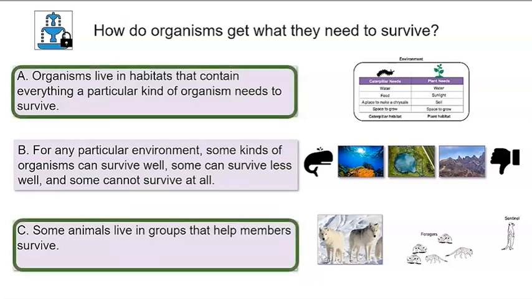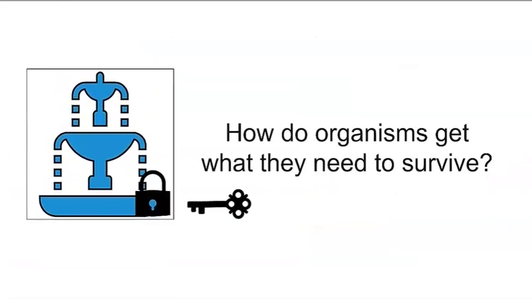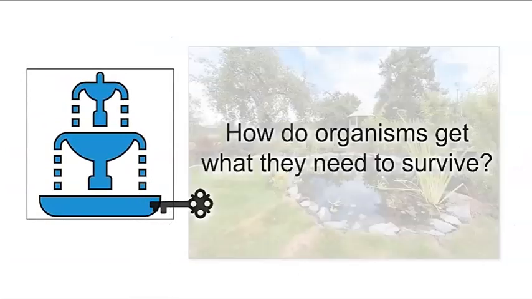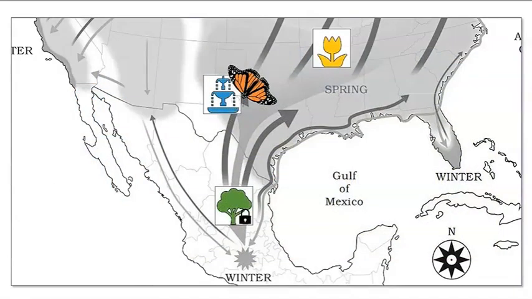Both A and C answer the question. Answer choice B is also a true statement, but it doesn't quite answer our question. Hooray! We unlocked the water pit stop, and now our monarch butterfly can get a well-deserved drink. Now that we've unlocked the second pit stop, our monarch butterfly continues on its journey south.